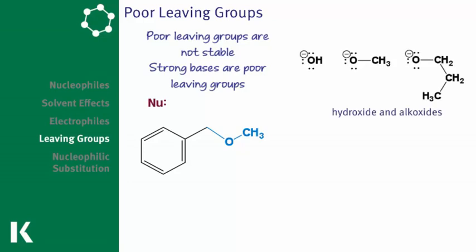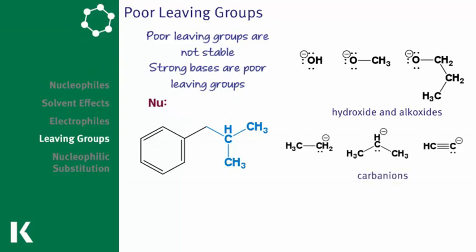Hydroxide and alkoxide functional groups, remember these are good nucleophiles that also happen to be good bases, make up the first batch of poor leaving groups. The next category includes the carbanions. Notice that the members of these first two groups were all mentioned in the section on good nucleophiles. The final poor leaving group we will see is the hydride anion.